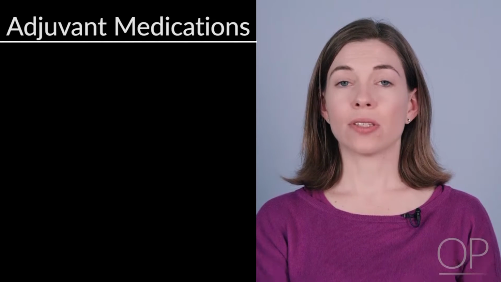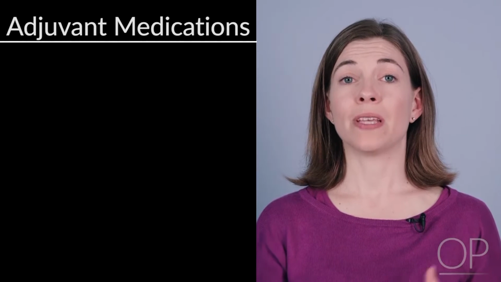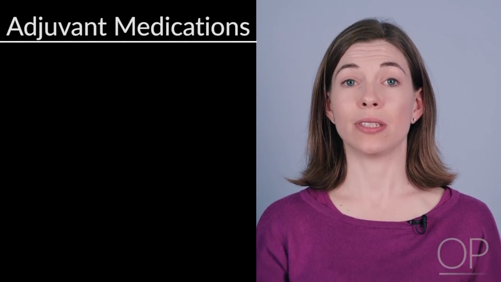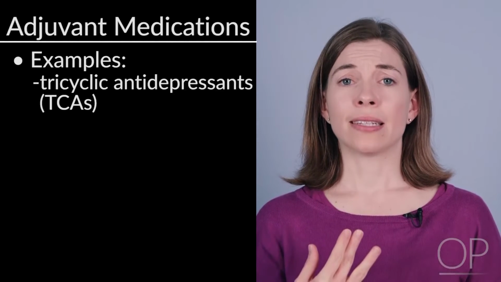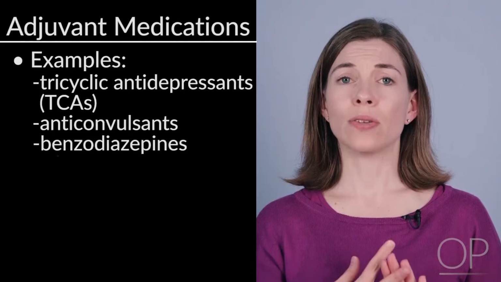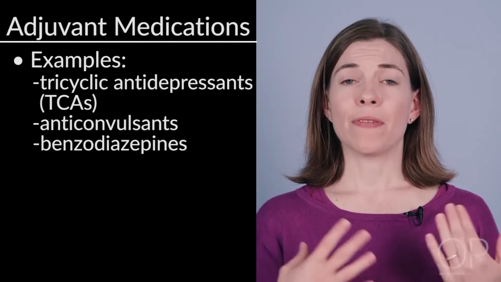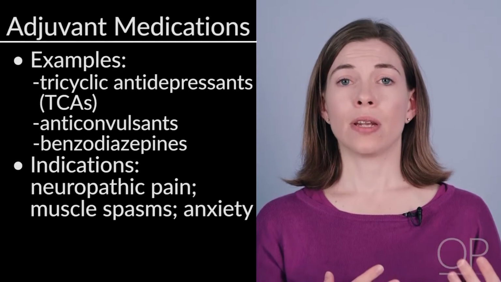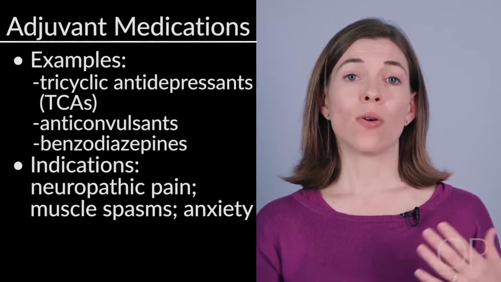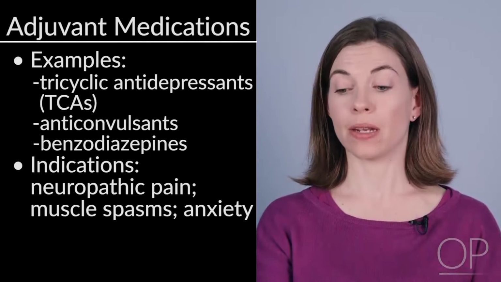Now that we've reviewed opioid therapy and the two-step strategy, I want to think a little bit about adjuvant medications. Adjuvants are medications whose primary indication is something other than pain management, but these medications are known to enhance analgesia. Some examples are tricyclic antidepressants, anticonvulsants, and benzodiazepines, and these may be very helpful for addressing pain such as neuropathic pain, pain associated with muscle spasms or spasticity, or anxiety as a potentiator of the pain experience.